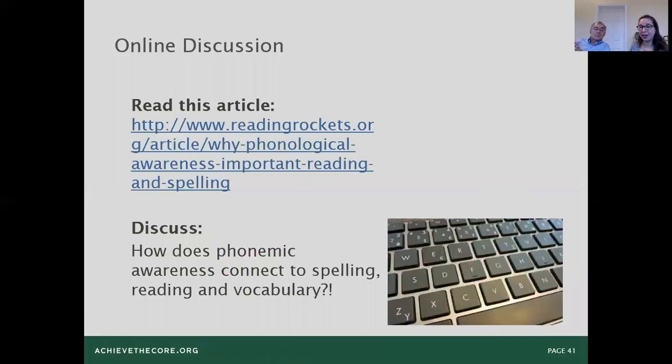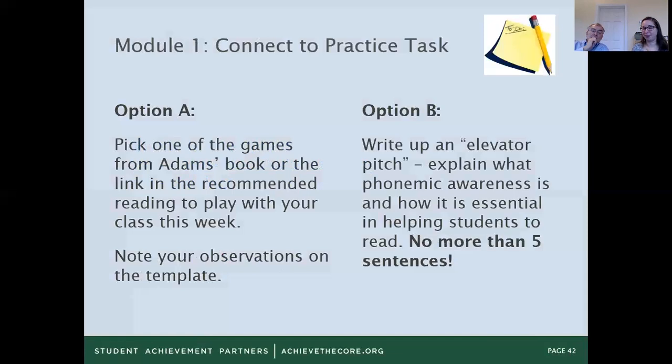Your online discussion this week is to take this conversation and the related article, which is a link on Reading Rockets, around why phonological awareness is important, and how it connects. Discuss how phonemic awareness in particular is going to connect to spelling, reading, and vocabulary. So getting your head around the content that will come in next week's module. Please engage in this online discussion with your colleagues and make sure you're taking the opportunity to talk to each other. The trickiest part of this is going to be to see how it connects to vocabulary, but the connection is there. Great.